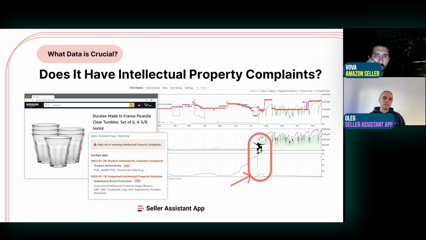And also you can use IP Alert by the Seller Assistant app extension, which shows all the information, all account health issues related to the product. You will see information on what kind of issues sellers have selling this product, right?